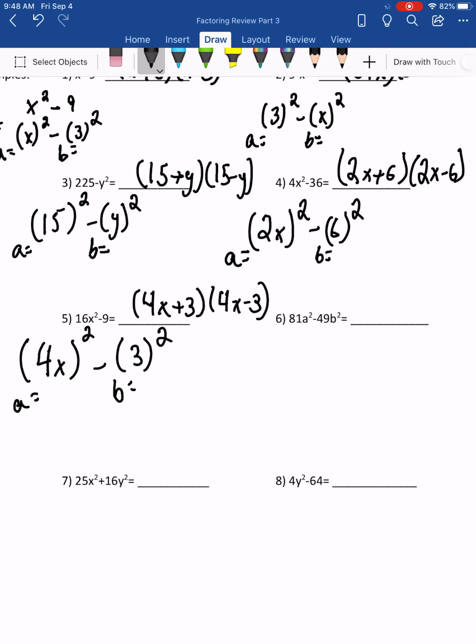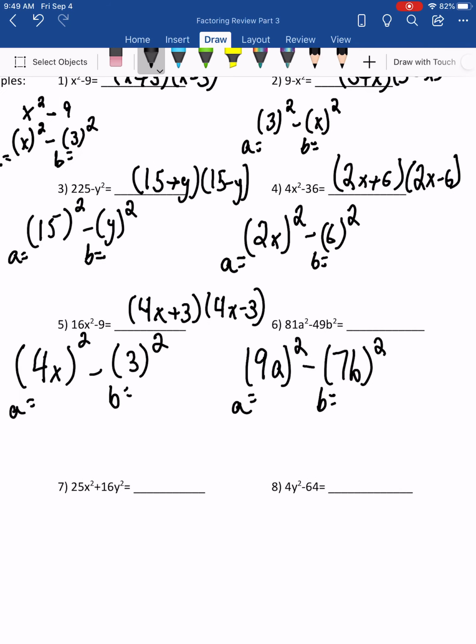Number 6, 81a squared minus 49b squared. Okay, so 81 is going to be 9 squared. A squared is going to be a squared minus 49, so that's going to be a 7 in the parentheses, and we're going to need a b in the parentheses. So a is going to be 9a, b is going to be 7b. That means we're going to have 9a plus 7b times 9a minus 7b.